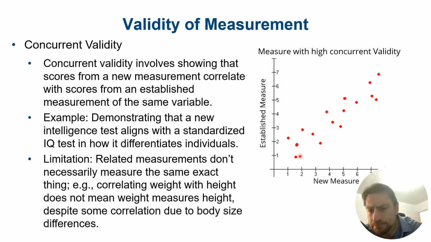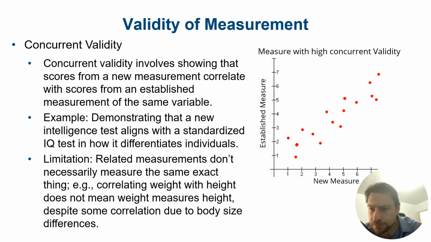So let's say this is your new measure on the x-axis, and this is an established measure. So ideally, in order to demonstrate high concurrent validity, if somebody scores high on your measure of, let's say, intelligence, they should also score high on the established measure. And if somebody scores low on your measure, they should also score low on the established measure. And a strong positive correlation would be evidence of high concurrent validity.